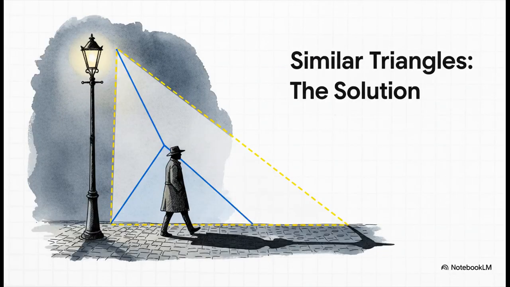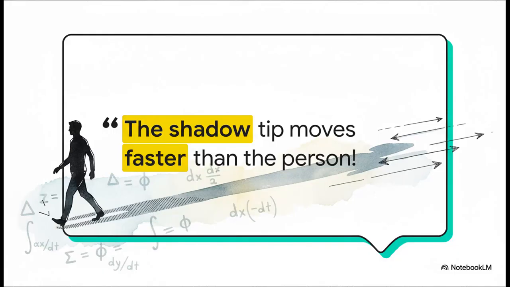Okay, now for a problem with a really cool twist. A person walks away from a streetlight, and their shadow stretches out. Here, the equation that connects everything isn't some simple geometry formula. We have to be a little clever and use similar triangles. We have the big triangle, formed by the light, the ground, and the shadow tip, and the little one, formed by the person's head, their feet, and the shadow tip.